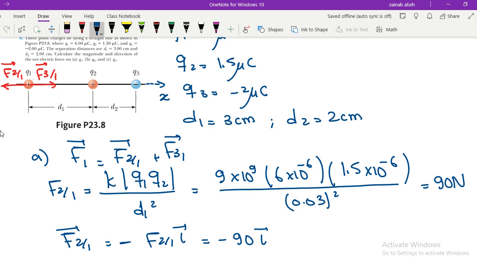Okay, now I will do the same for F3 on 1. I will try first to find the magnitude, then write it as a vector. Okay, we always do the same.